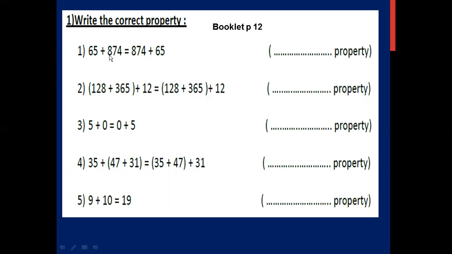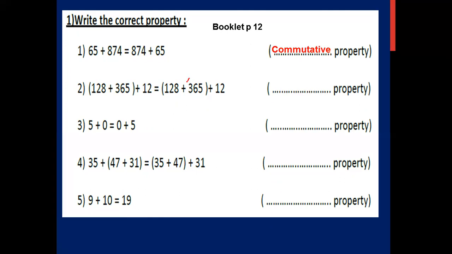65 plus 874 equals 874 plus 65. What did he do? He changed the first to be the second and the second to be the first. This property is called what? Yes, it's called commutative property.